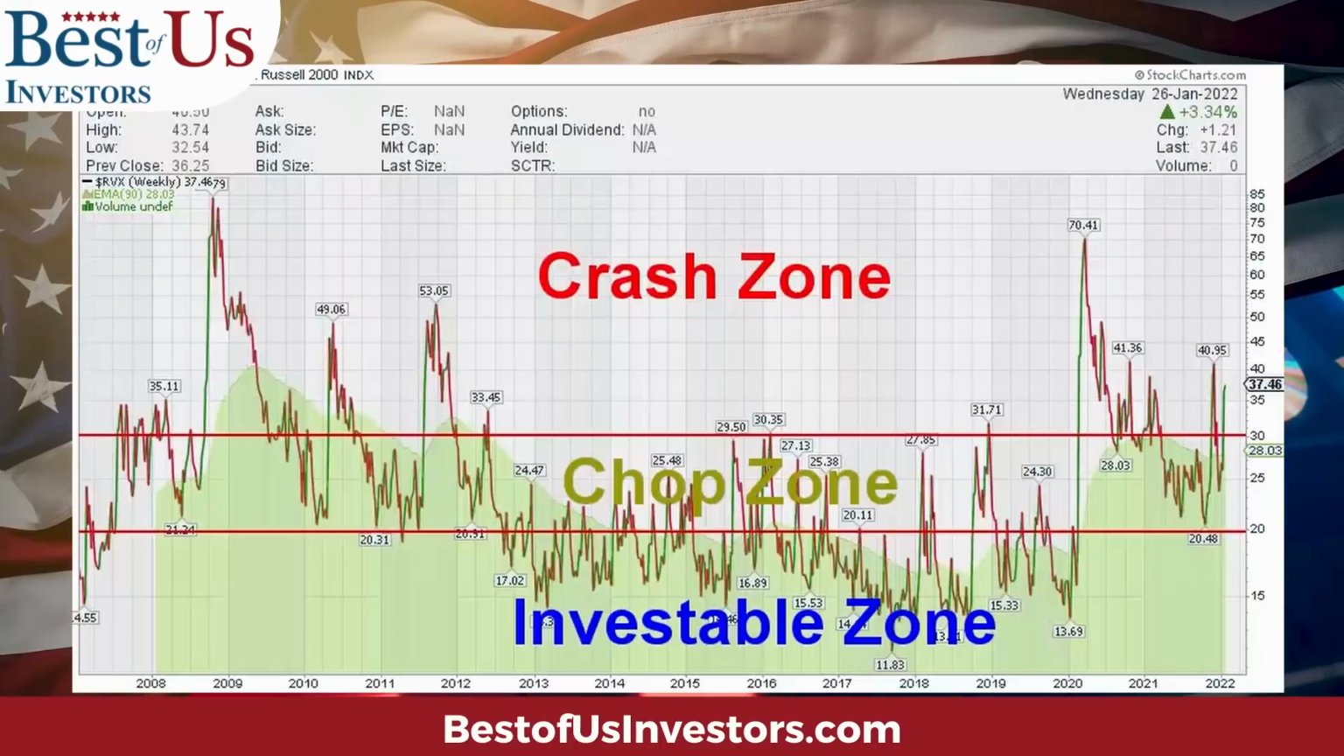The other one I often look at is the Russell 2000 because it represents small cap companies, 2,000 of them to be specific. And that is the RVX, that's its volatility index. And like the triple Qs, it has those same similar ranges, 25 and below, and you're in an environment where it's an investable market, but you want to have a positive intermediate moving upward trend.